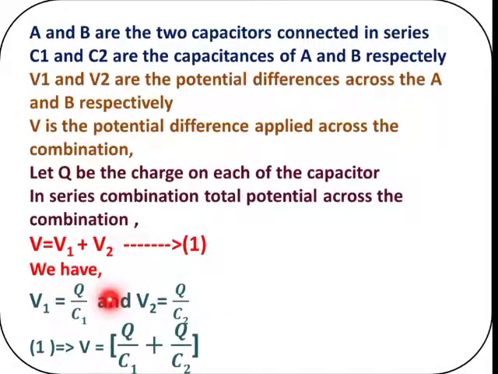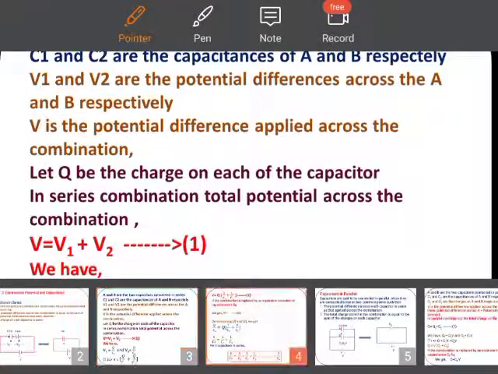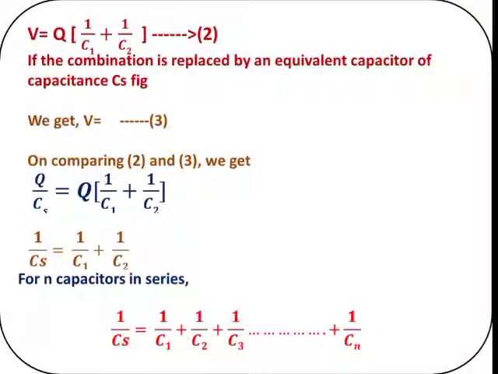Then we have to substitute these V1 and V2 values in the first equation. Then the first equation implies V is equal to Q by C1 plus Q by C2. What is common here? Q is common. In the next expression, we have to take Q outside and C1, C2 inside the bracket. So V is equal to Q into 1 by C1 plus 1 by C2. Call it equation number 2.